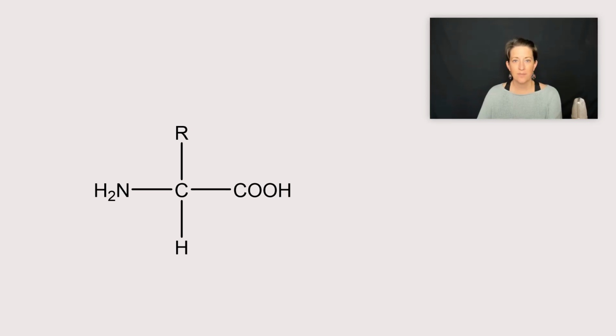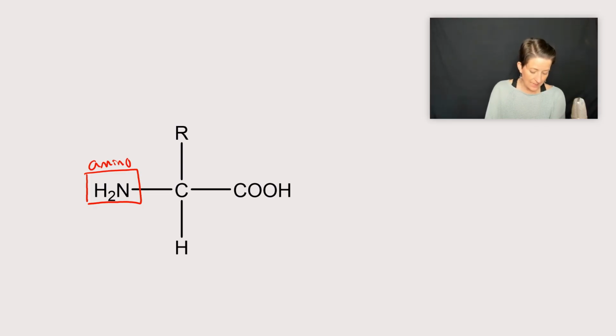Here you have the general structure of an amino acid, and you need to be able to identify the different parts. Based off of the name, we should have an amino group. That means there's an amine present. Here we have our amine. It is a primary amine, which is why we can refer to it as an amino group.